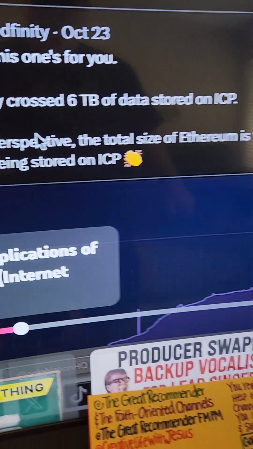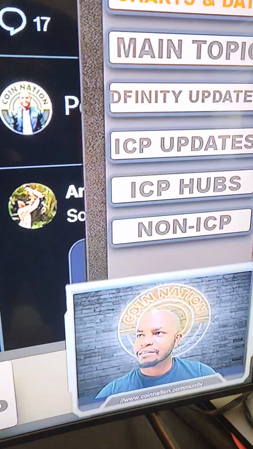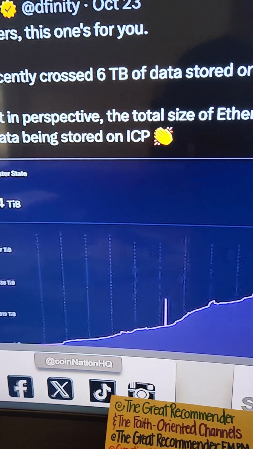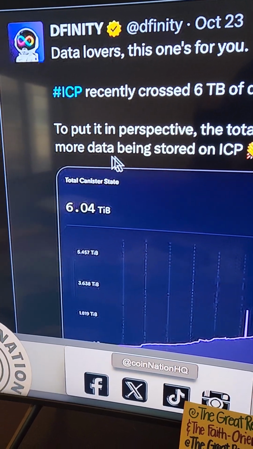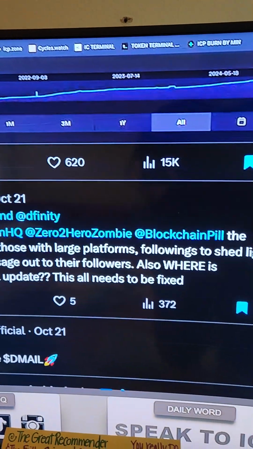The Definity Camp data lovers, this one's for you. ICP recently crossed 6 terabytes of data stored on ICP. To put it in perspective, the total size of Ethereum is 1.17 terabytes. That's over 5 times more data being stored on ICP.